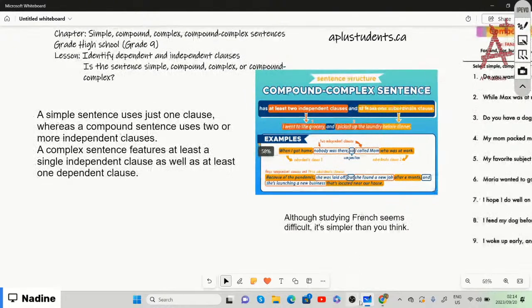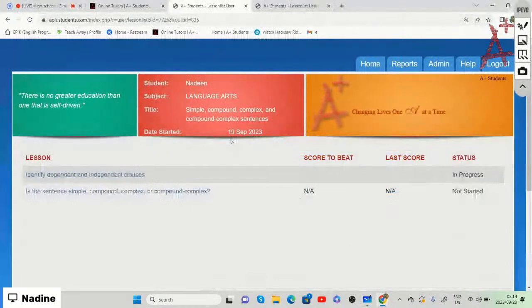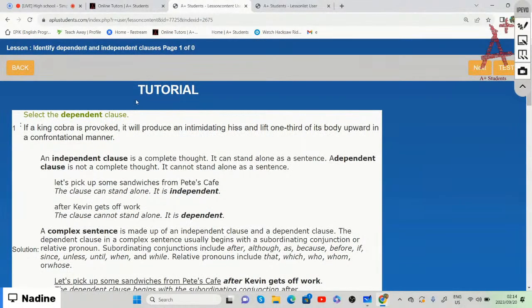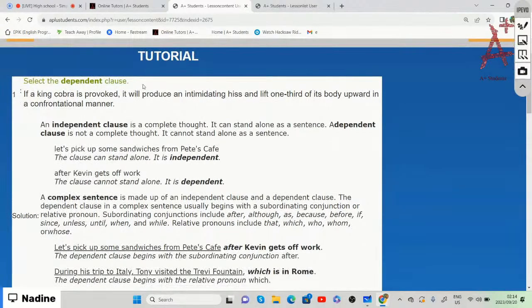All right. Okay, so we're going back to our tutorial page. And remember, we said we are on aplusstudents.ca. We're going to identify dependent and independent clauses. So, an independent clause. An independent clause is a complete thought.